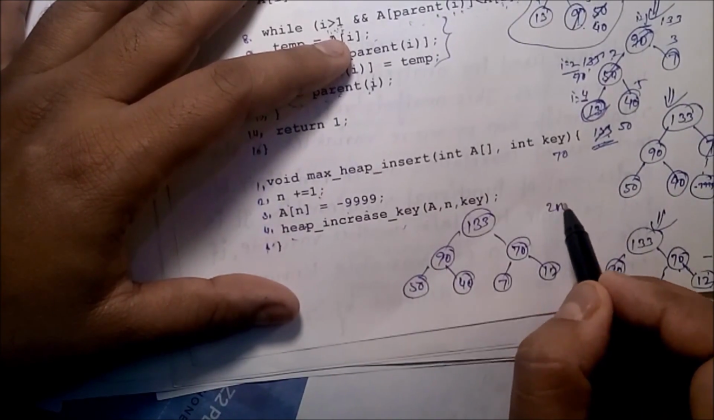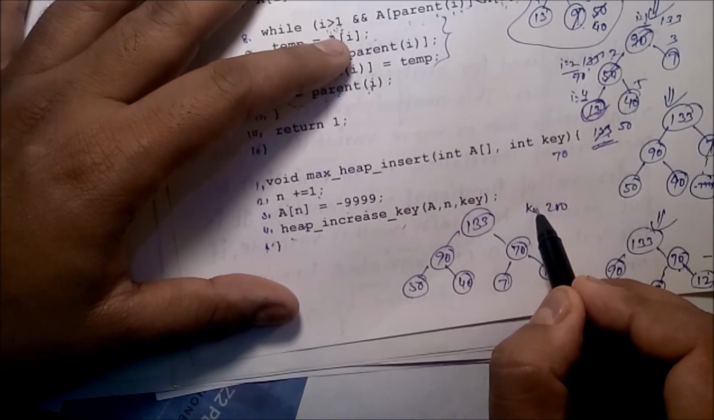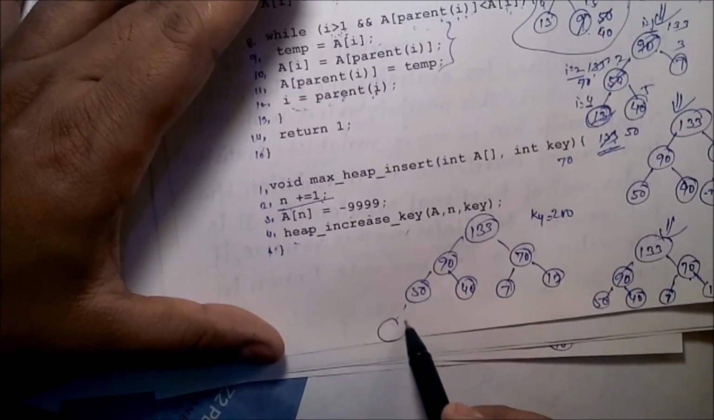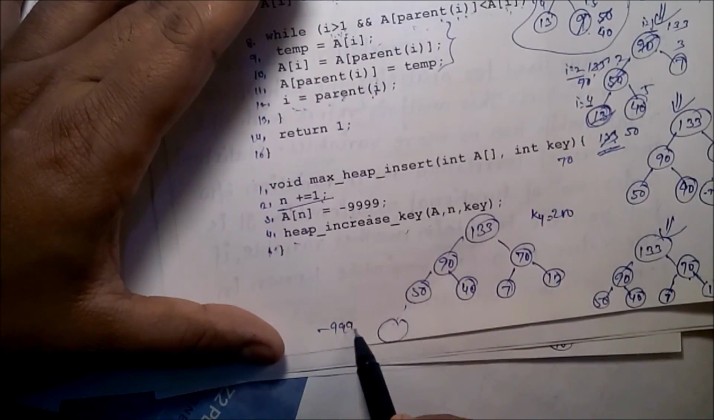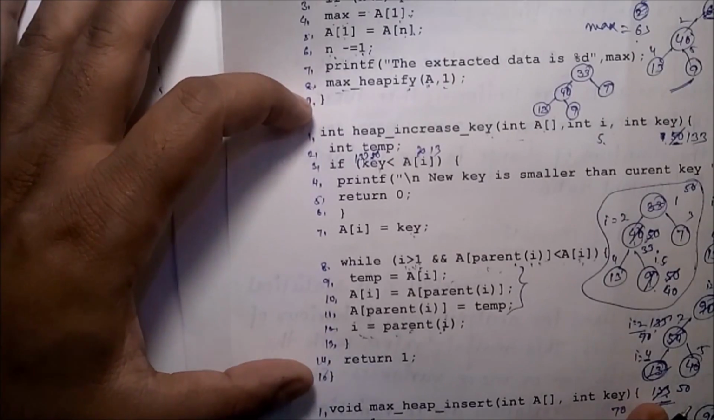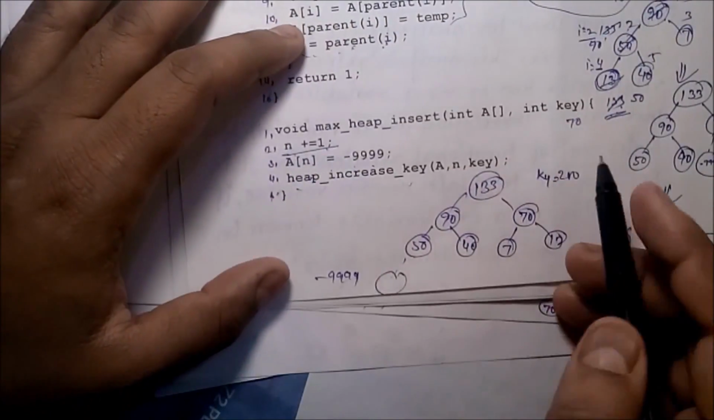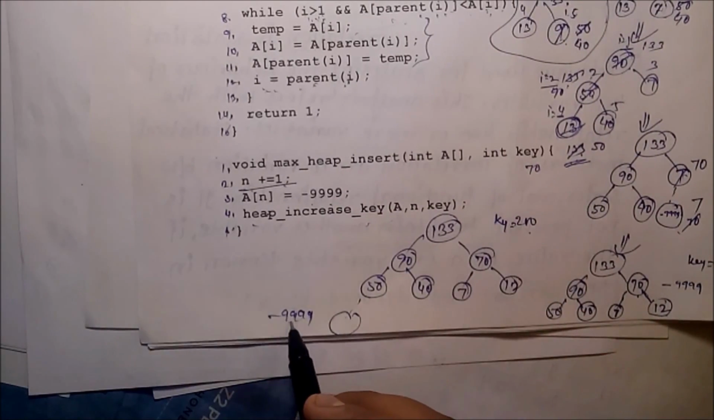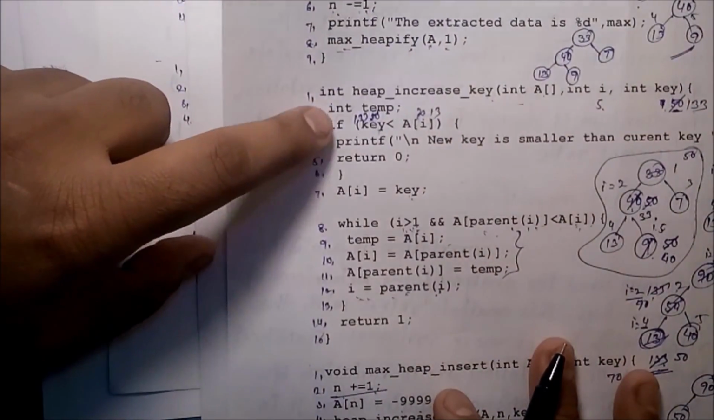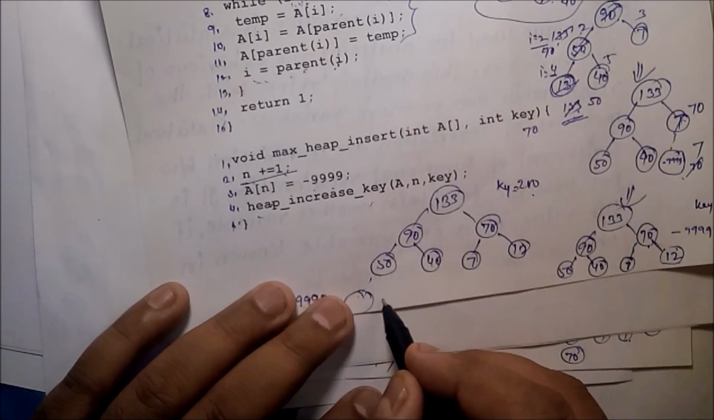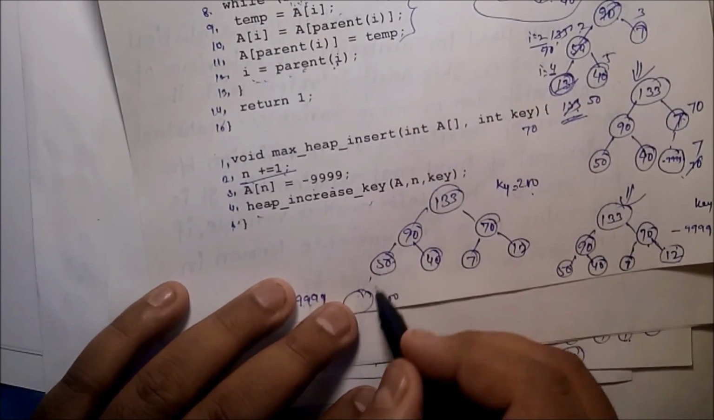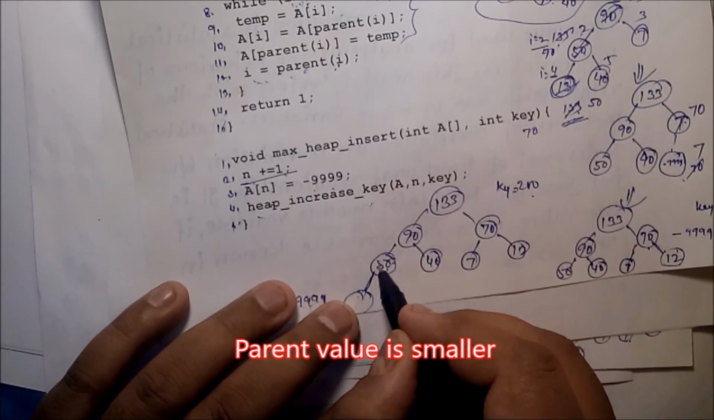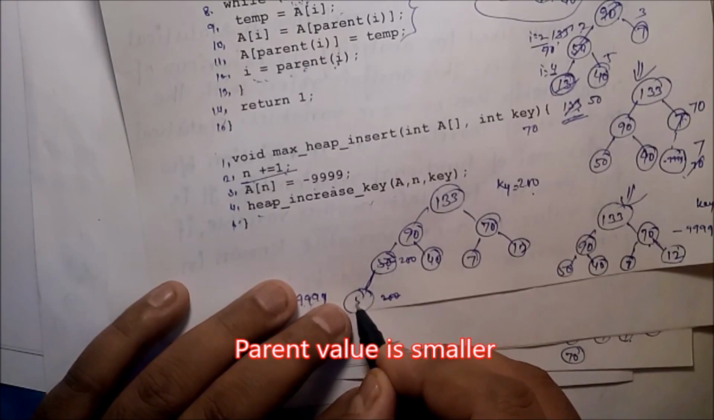Suppose we want to insert value 200. Now increase its size, put one small value and apply this particular function. So if you apply this function, it will allow inserting 200 because 200 is more than minus 999. Just check this particular condition. So this will be the 200 first, then compare these two. The parent value is less than this, so swap this one. Now it is 200 and it is 50.